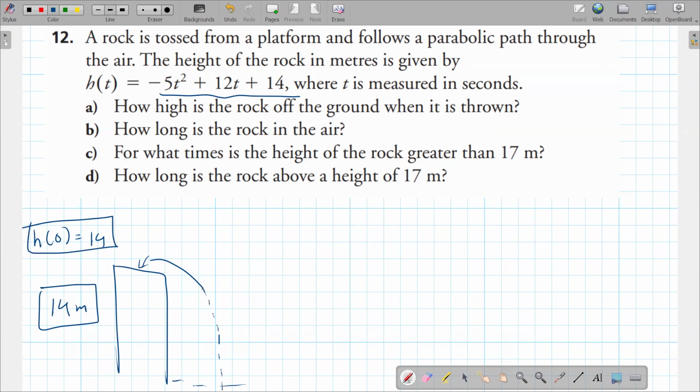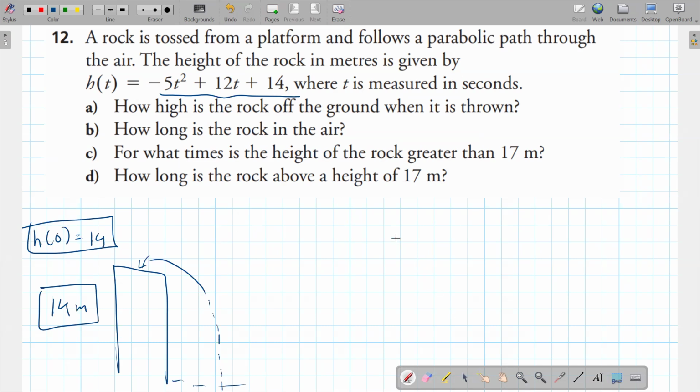All right. Part A, how high is the rock off the ground when it is thrown? What's the answer to A? It's already on this page. 14. 14, done. B, how long is the rock in the air? How do we solve part B?